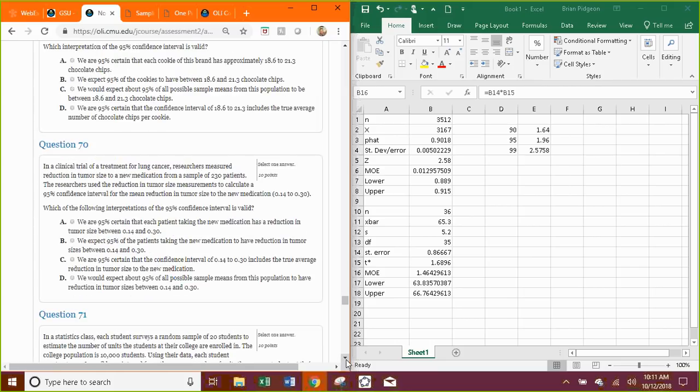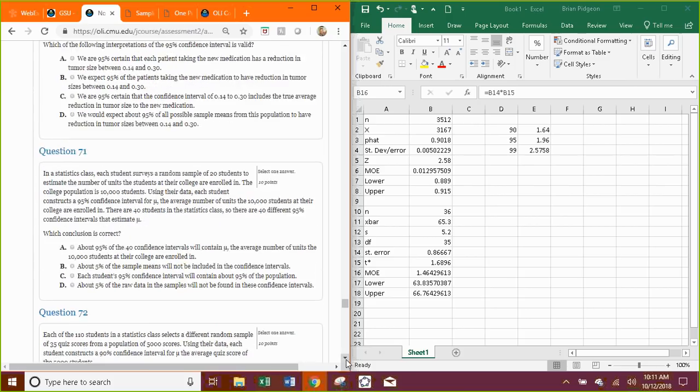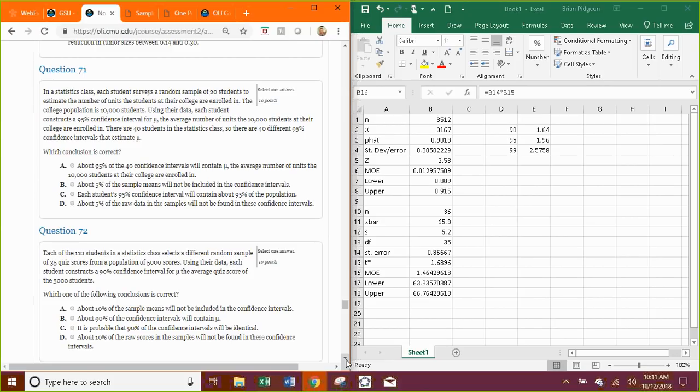Not doing 69 either. Not doing 70. We are 95% confident that the interval contains the true population parameter. Alright, 71.